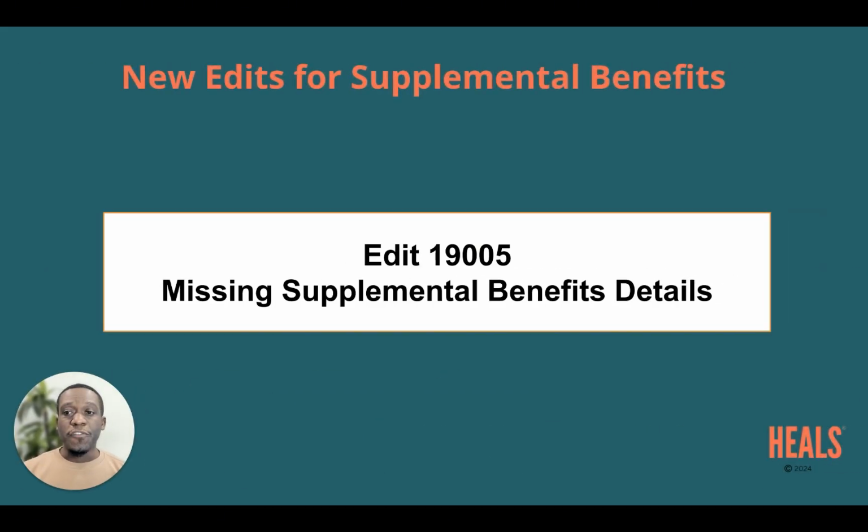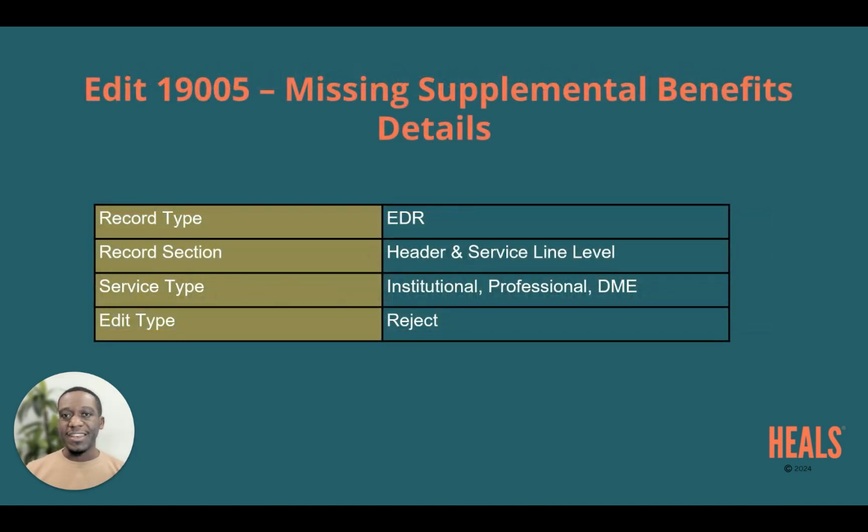Today we pick up from edit 19005, which is missing supplemental benefits details. Last week we started on part 1, and today we'll be looking at part 2. We learned last week that this edit applies to encounter data records, because the supplemental benefits data are supposed to be submitted on encounter data records, not chart review records. So this edit applies to that.